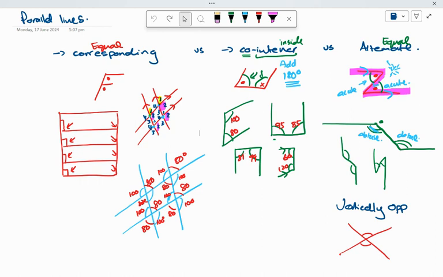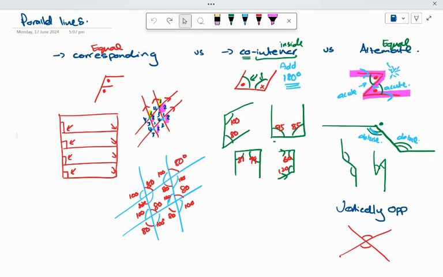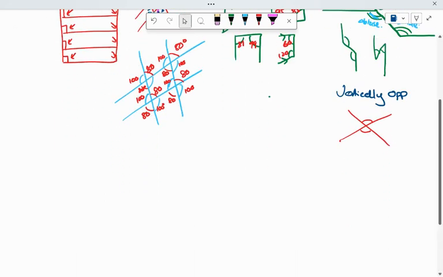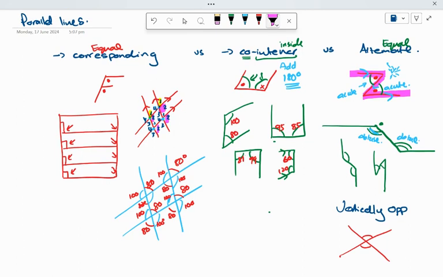All right, so looking at corresponding, co-interior and alternate angles. How do we tell the difference between them? The first thing I'm looking at is corresponding angles. We can think of it like a shelf of books. The books in the bottom left-hand corner are all in the same position, and we say that those angles are corresponding to each other.